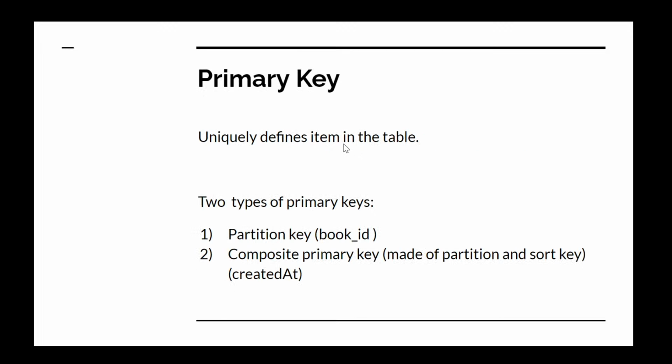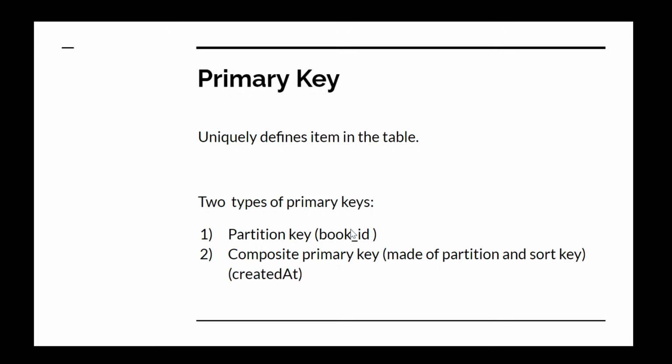Primary keys, obviously, uniquely define each item in a table, and there are two types of primary keys: partition key and composite primary key. Now, partition key is the main primary key that we have, which will uniquely define our book. So book ID is basically our partition key.